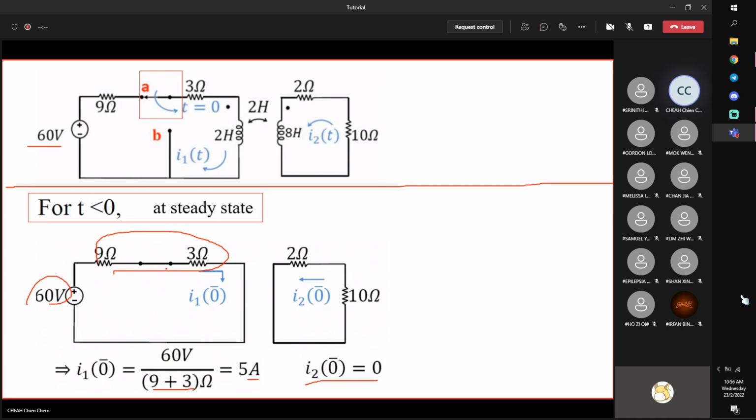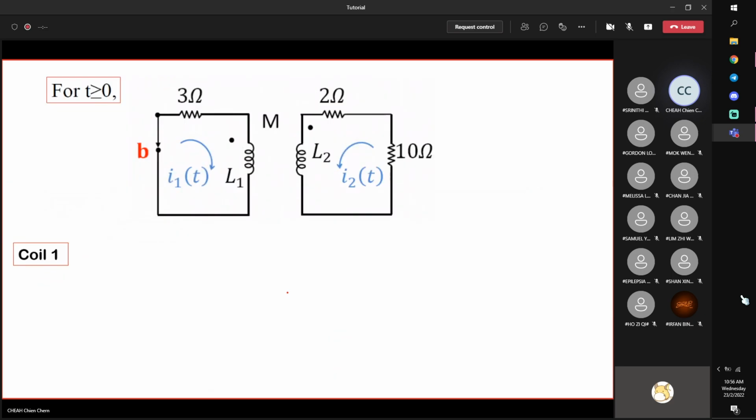Now, we also know that L di/dt means current cannot change suddenly. So therefore, immediately after switching, your current I1 has to start at 5, and your current I2 has to start from 0. So this is a key idea for switching circuits.